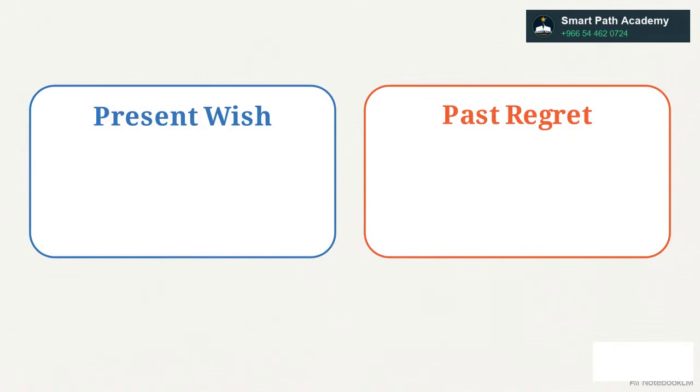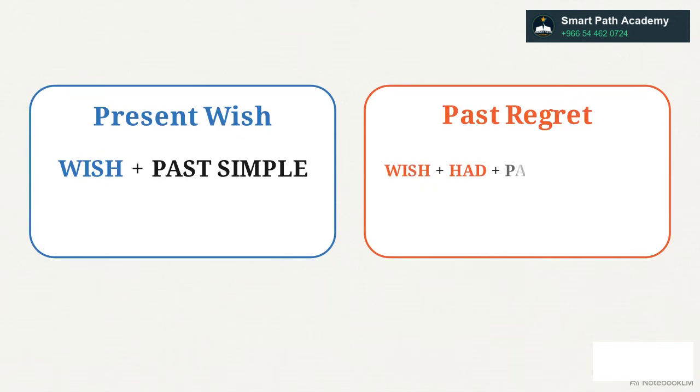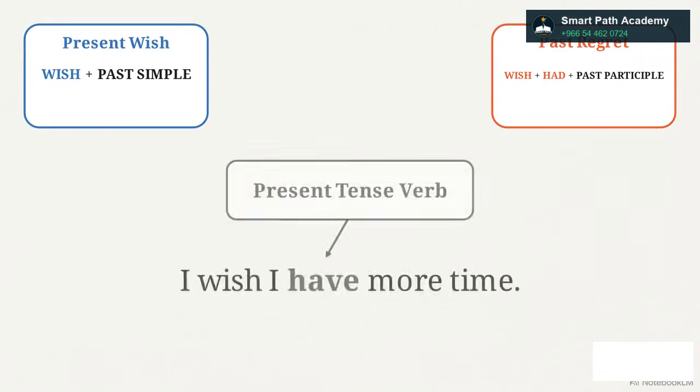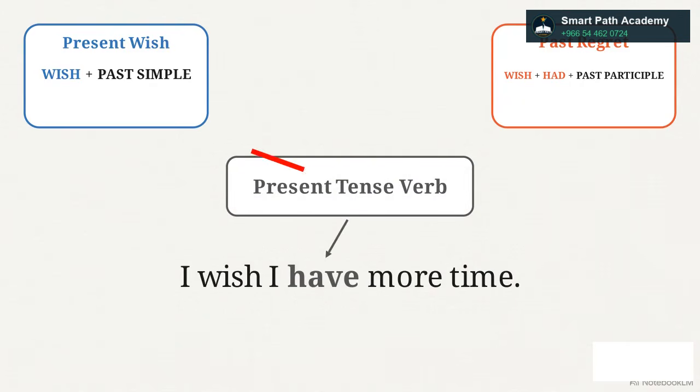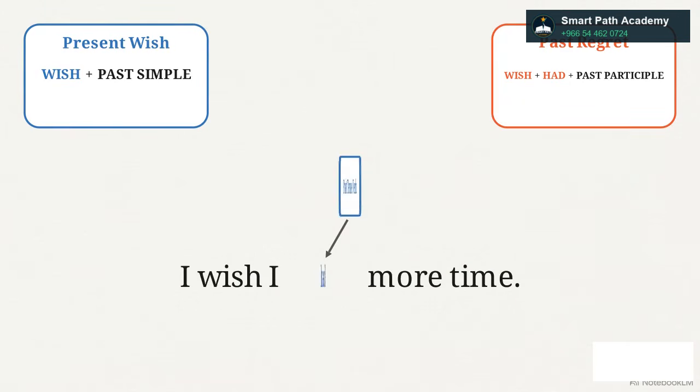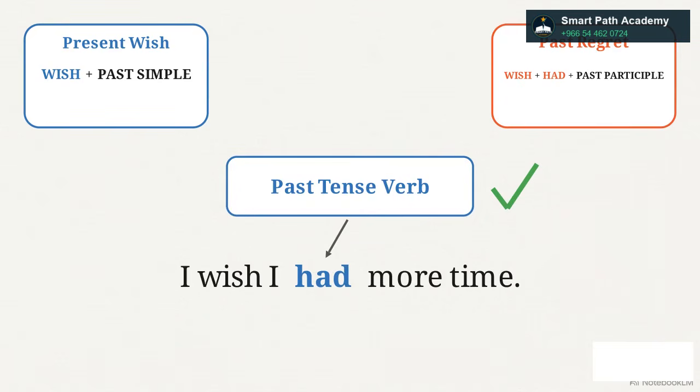To navigate these unreal situations, you need two basic formulas based on your timeline. For a present wish, you use wish plus the past simple. For a past regret, you use wish plus had plus the past participle. Let's break a common habit right here. Never say, "I wish I have more time." That is incorrect. The correct phrase requires that step back in time. "I wish I had more time."